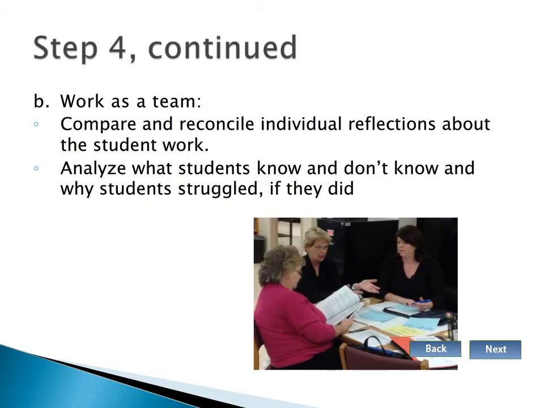Next, the team will come back together collectively to compare and reconcile the individual reflections. Note what the students know and do not know and how the students struggle if they did. If the assignment is not well aligned to the standards, then move to step 5.